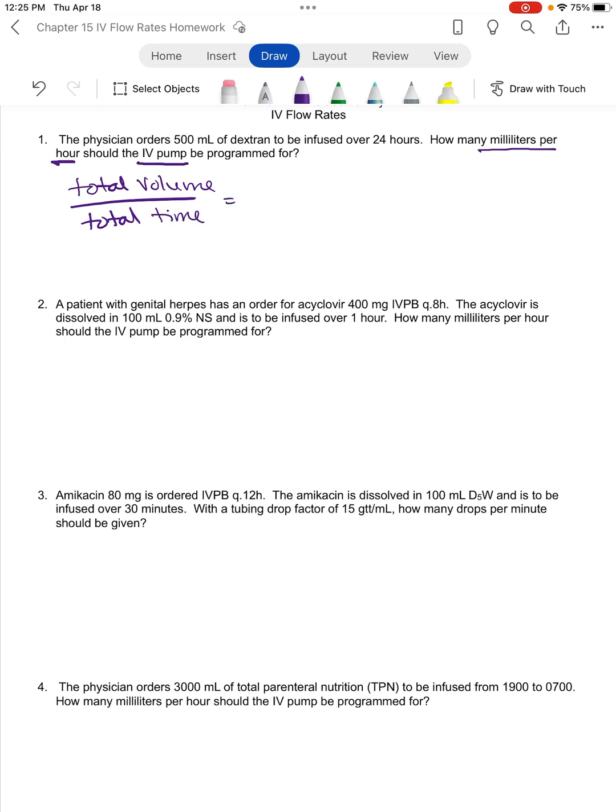So in this case, I'm looking for my total volume. He orders 500 milliliters, so that's my total volume. He orders it to infuse over 24 hours, so that's my total time. So then I'm just going to reduce that. I'm going to do 500 divided by 24. And I get 20.83.